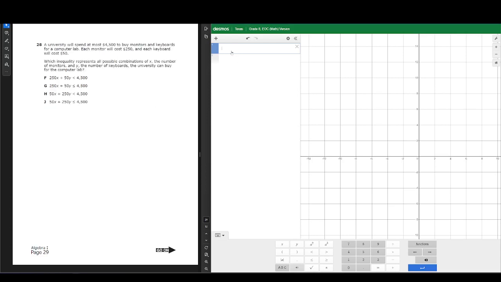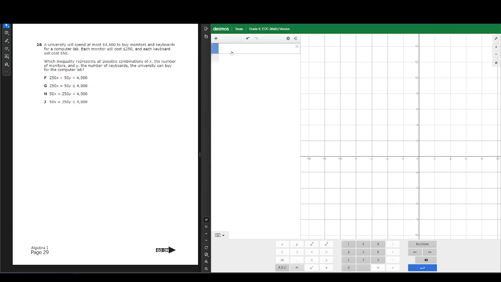A university will spend at most $4,500 to buy monitors and keyboards for a computer lab. Each monitor will cost $250. Each keyboard will cost $50. Which inequality represents possible combinations of x, the number of monitors, y, the number of keyboards that it can buy for the computer lab?